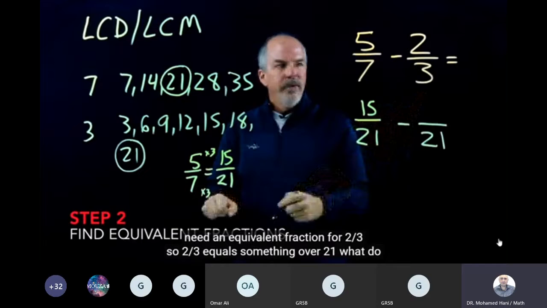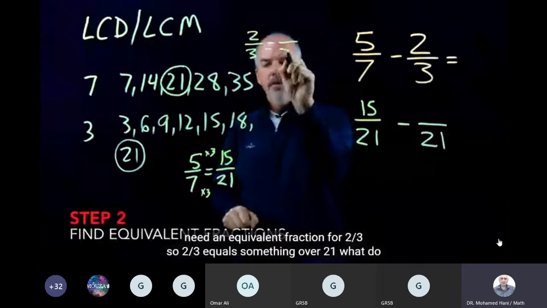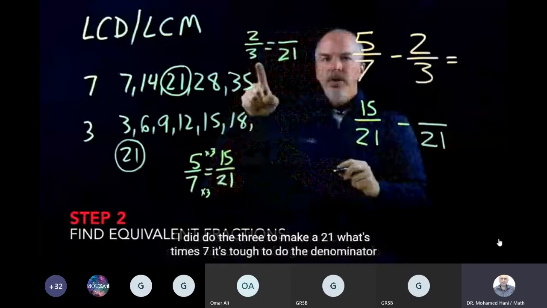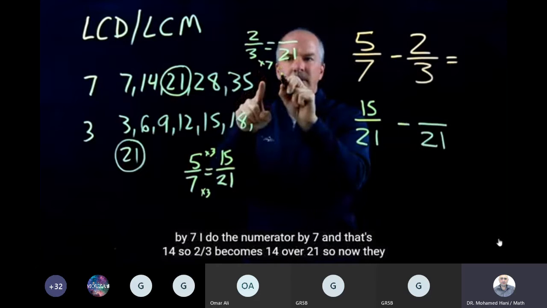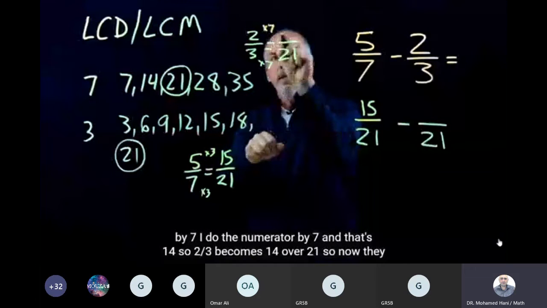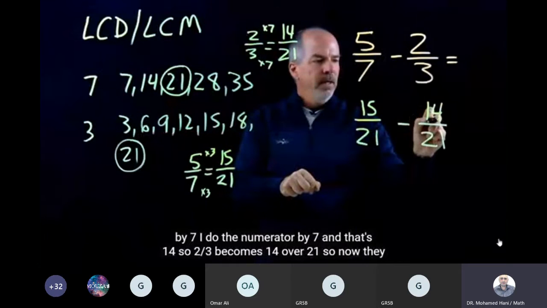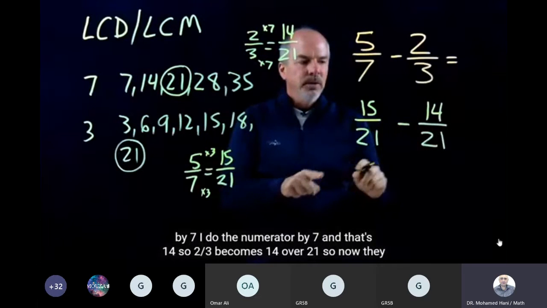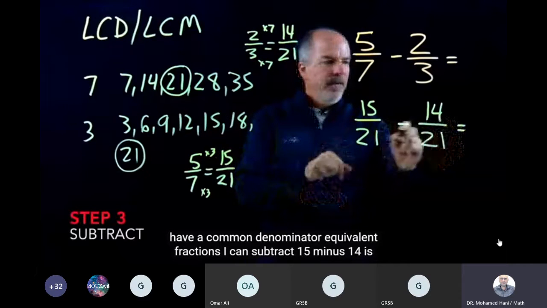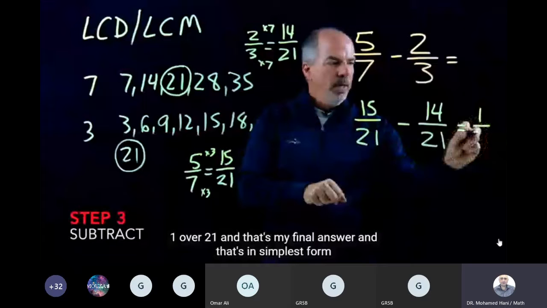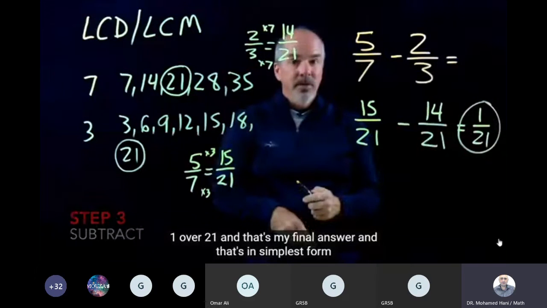Now I need an equivalent fraction for 2/3. So 2/3 equals something over 21. What do I do to the 3 to make it a 21? Well, it's times 7. If I multiply the denominator by 7, I multiply the numerator by 7, and that's 14. So 2/3 becomes 14 over 21. Now they have a common denominator, equivalent fractions, I can subtract. 15 minus 14 is 1 over 21, and that's my final answer, and that's in simplest form.